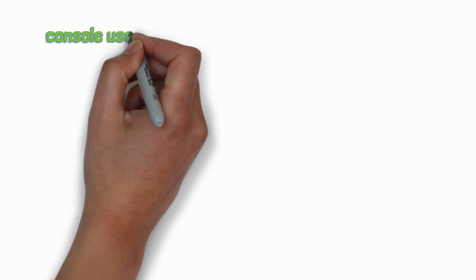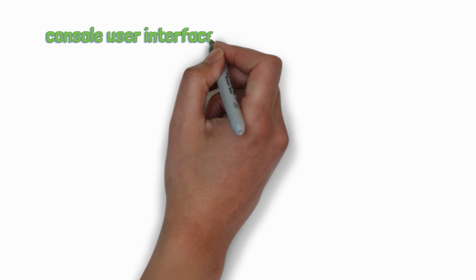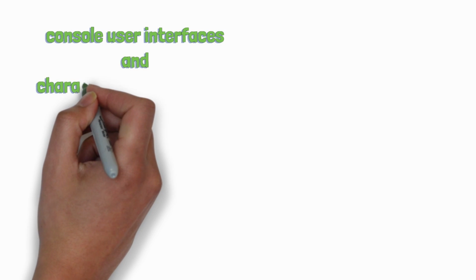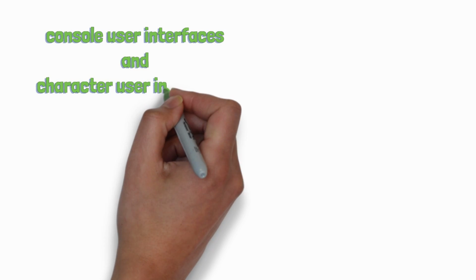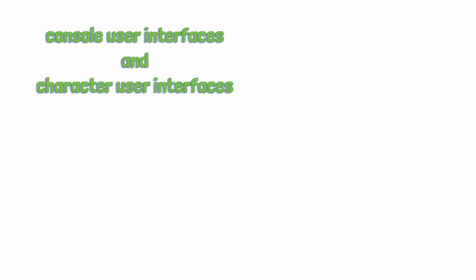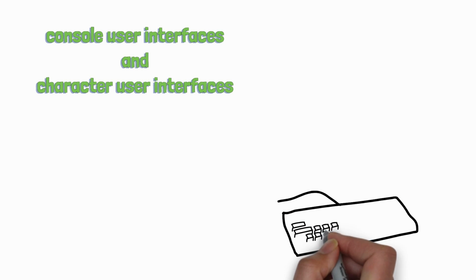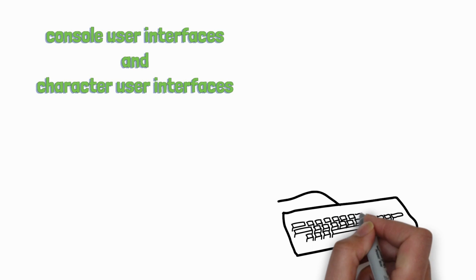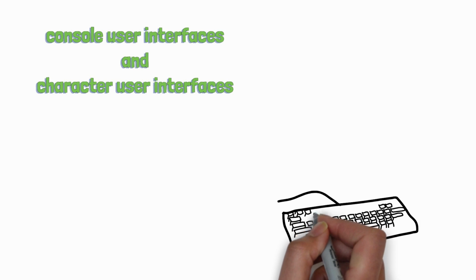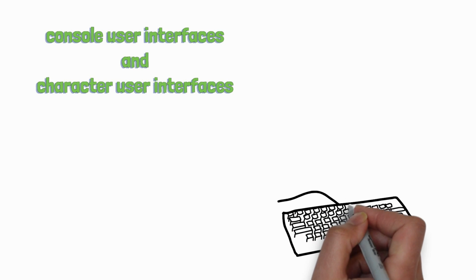Command line interfaces are also called console user interfaces and character user interfaces. CLI accepts simple commands that are entered by the keyboard. The commands invoked at the command prompt are then run by the computer.